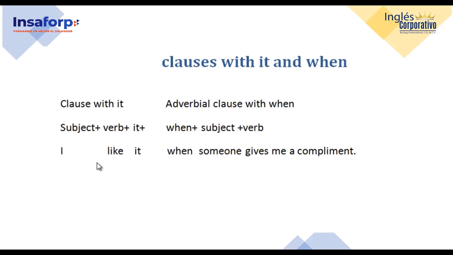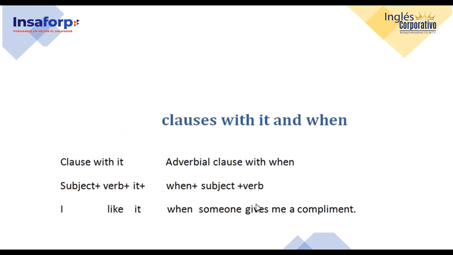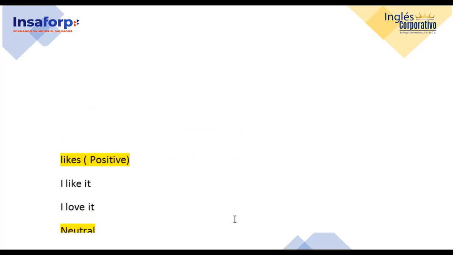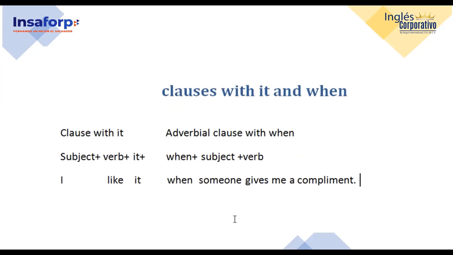As you can see, the first part of the sentence is the subject plus the verb and it: I like it. And then the second part of that sentence is when someone gives me a compliment. If we quickly look at our vocabulary here, this could be something that is true for you, or something that is not true for you. So we want to express the things that you like, things that you don't like, things that you might be neutral about.